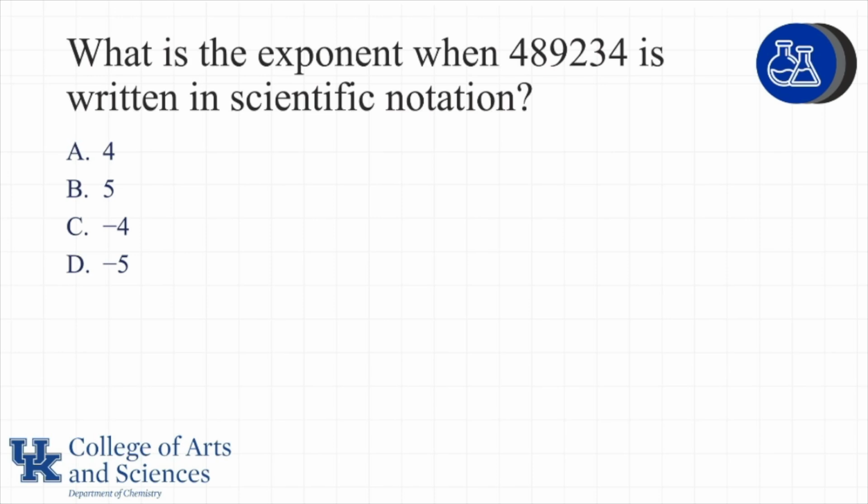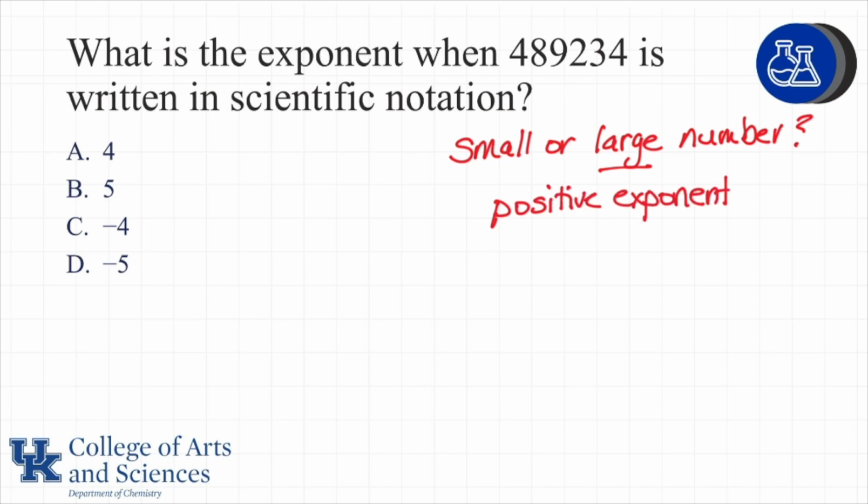What is the exponent when 489,234 is written in scientific notation? Is this a small or large number? Well, it's a large number, so that means we're going to have a positive exponent.